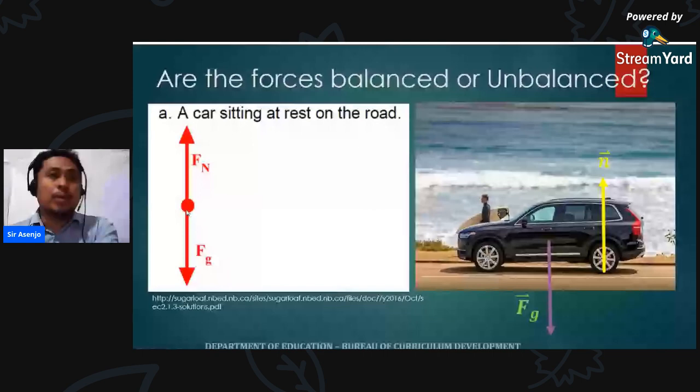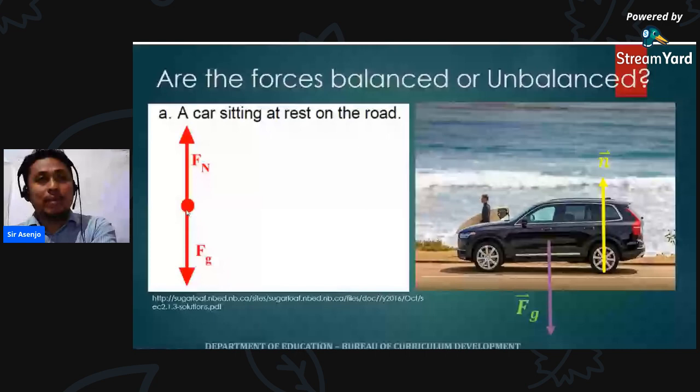Now, another example. Are the forces balanced or unbalanced? A car moving at a constant velocity along the highway. This time around, the car is moving at a constant velocity along the highway. You have different forces acting on the car. So this is our free body diagram here. What do you think is the kind of force existing in this situation? Balanced or unbalanced? Of course, it is balanced.